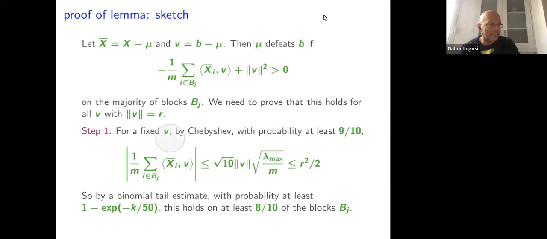Now let's see. We want to prove that mu beats every point on the sphere of radius r. So first let's see what happens for a single point. Now you see by Chebyshev's inequality, this quantity here is bounded by r squared over 2. So this is really easy. That means that this holds with huge probability for one block, say with probability 90%. So it will hold for 80% of blocks with probability 1 minus e to the minus k times a constant. Again by just the binomial tail estimate, because it's the same kind of median of means type of idea. So for a single point, this inequality holds with this big probability.